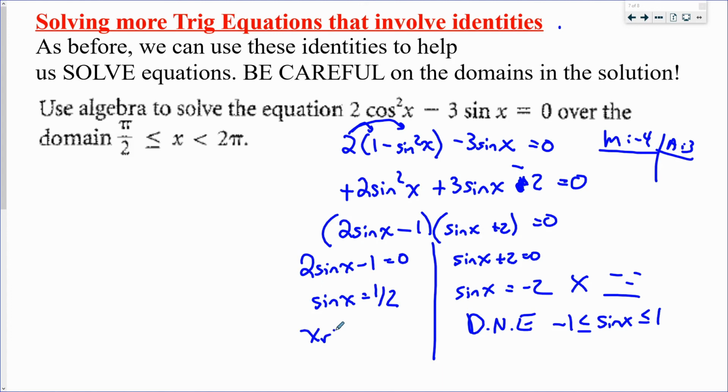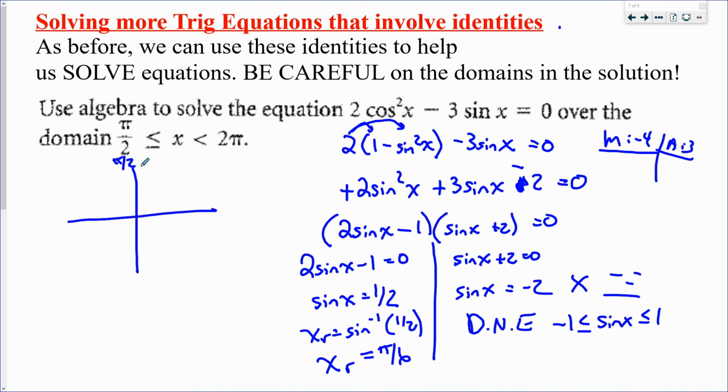So you can go ahead, find your reference angle. These are the ones you memorize. It's an exact value. So your y value is a half at pi over 6. Now look at the domain they're getting us to solve this over. They want us to solve it from pi over 2 to 2 pi, which means they're cutting out quadrant 1. Sine is positive in quadrant 1, so this would have been one of our solutions, but it got tossed because of the domain. The other place sine is positive is quadrant 2.